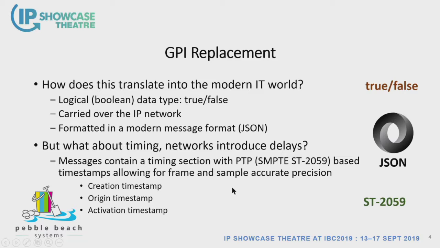Also, it supports multiple types of timestamps, like creation timestamps, origin timestamps, and activation timestamps, which help keep track of the propagation of the message through the chain. Finally, the activation one would target the exact frame when this message should be applied. Of course, for most applications, frame accuracy isn't important, but if it is, there is the facility to get it very, very accurate.